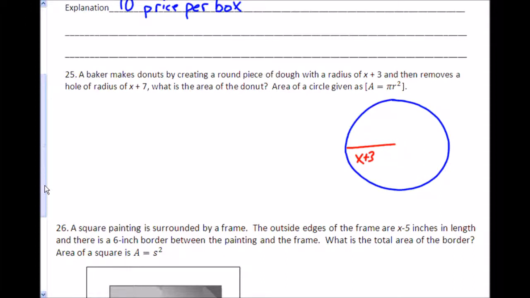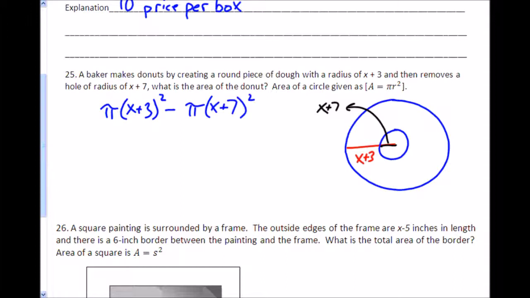So if we remove a piece from the center, it's this guy right here, and that has a radius of x plus 7. I suppose I should have used a different color there. Let me say this piece right here in black is the x plus 7. Okay, so what I need to do is I need to find the area of the whole circle and subtract the area of that piece that's getting removed. So the area of a circle, that's pi r squared. The entire circle is the x plus 3 squared. And then I have to subtract the area of the smaller circle, which is the x plus 7 squared.